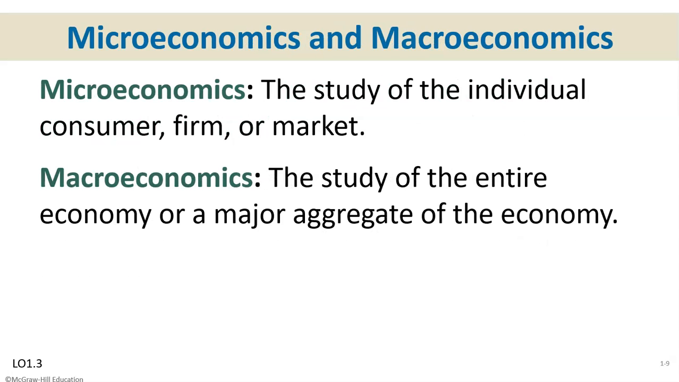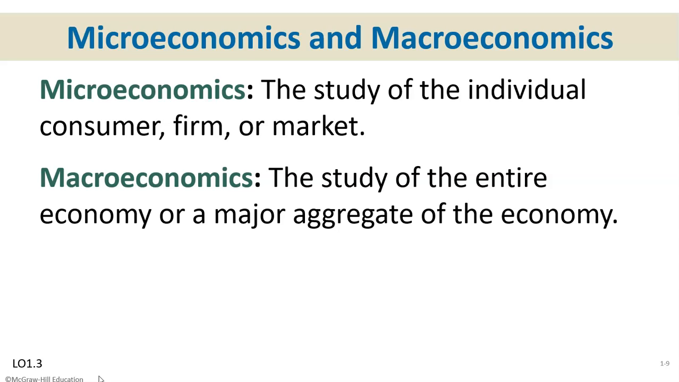Now we're moving on from the economic perspective. The next concept is the difference between microeconomics and macroeconomics. Microeconomics is the study of individual behavior. So we're going to look at just one consumer or just one firm, or we'll look at just one market. If there's some products like hamburgers, they're all competing with each other, that would be one market. So just one good that we're studying.